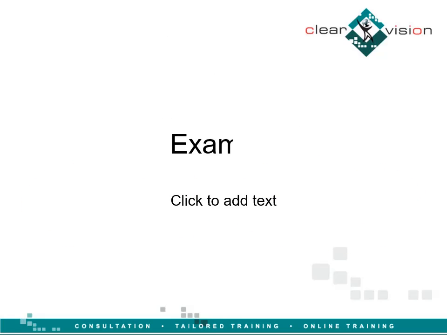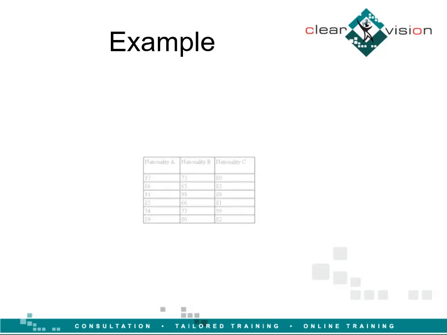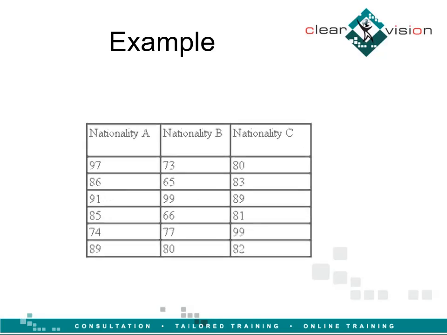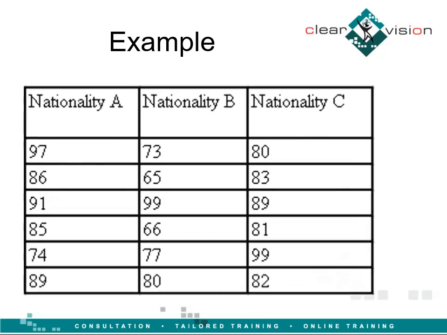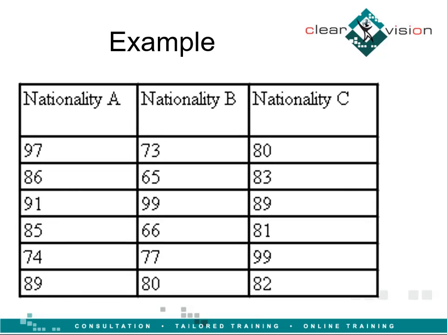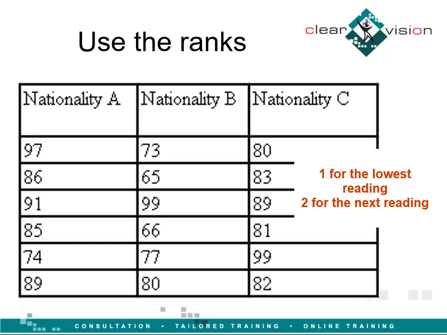Let's explain the process of calculating Kruskal-Wallis test through example. Assume that a company is interested to measure the employee satisfaction across different nationalities. Assume that a sample was collected and the results of these surveys are presented in this table. The first step is to rank all results in all groups. We start by 1 for the lowest reading, and 2 for the next, and so on.